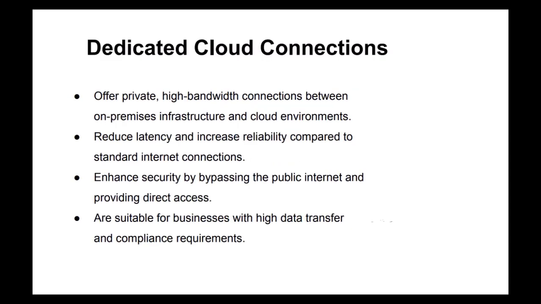Another cloud networking configuration is a dedicated cloud connection. A dedicated cloud connection is one where you have a direct connection between the customer's premises and the cloud environment. This is where you can have high bandwidth connections between your on-premises infrastructure and the cloud environment. A dedicated connection will have very low latency. You have very high reliability and availability because you have that direct connection that is not going to be susceptible to the disruptions you have on your public internet connections.